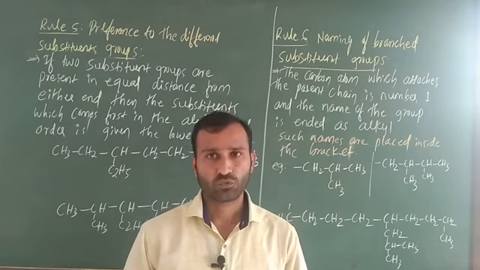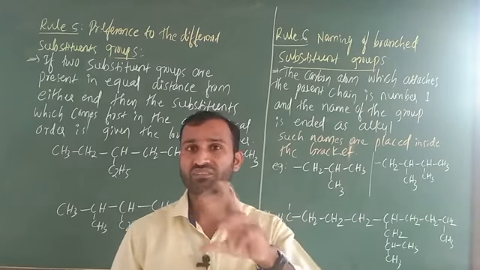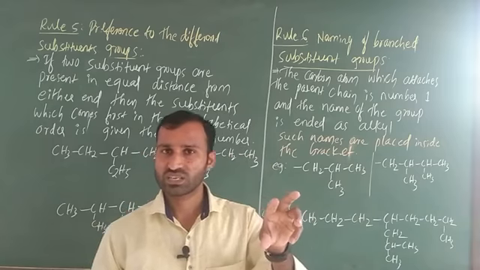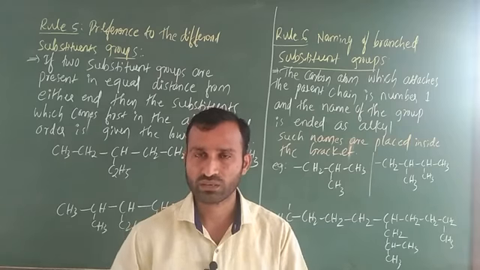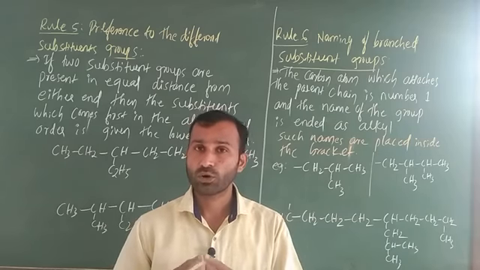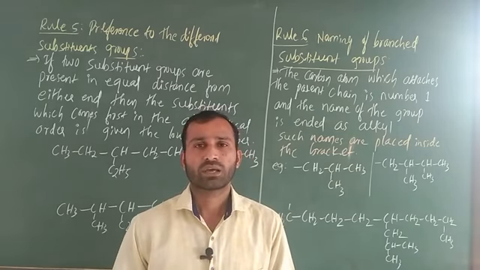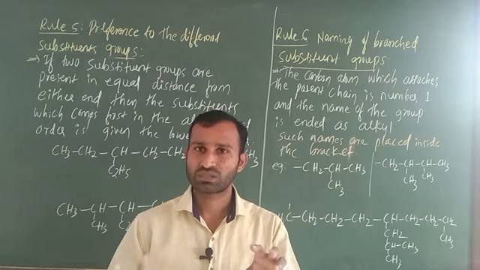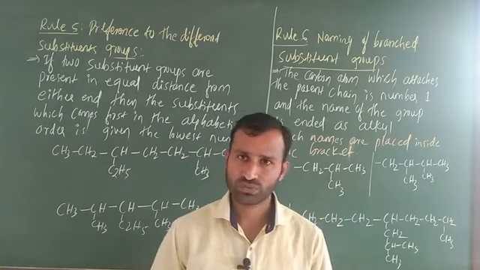Okay. Next, the fourth one: if the substituent groups are different. For example, CH3 is there, C2H5 is there. These two are different substituent groups. In that case we compulsorily apply alphabetical order. Alphabetical order means ethyl is there, methyl is there. Which one will come first? Ethyl, obviously.